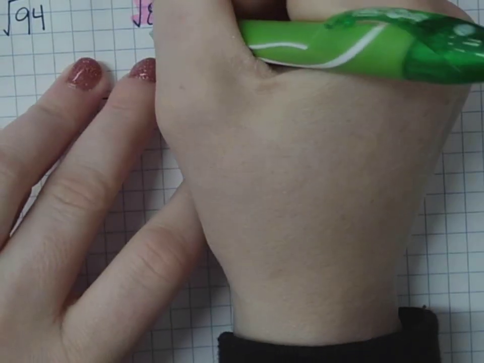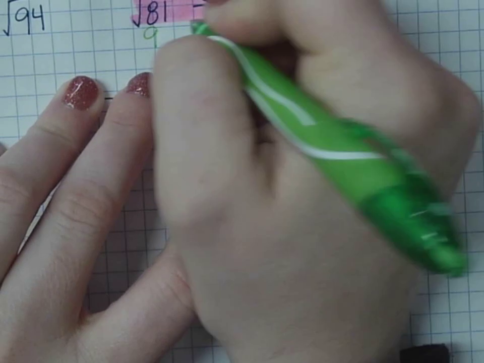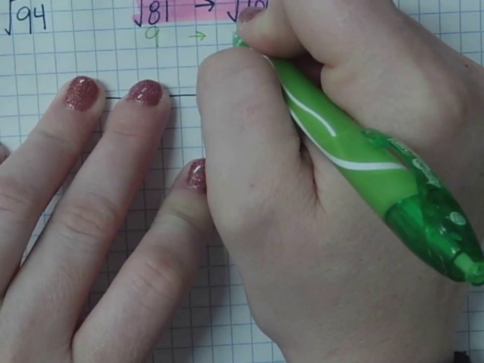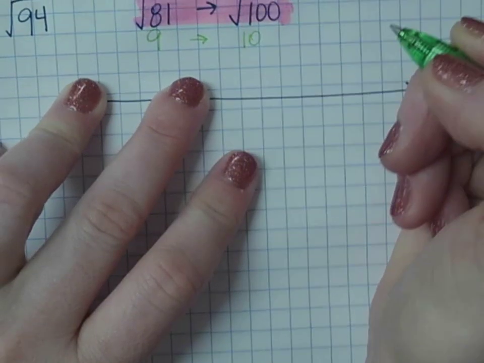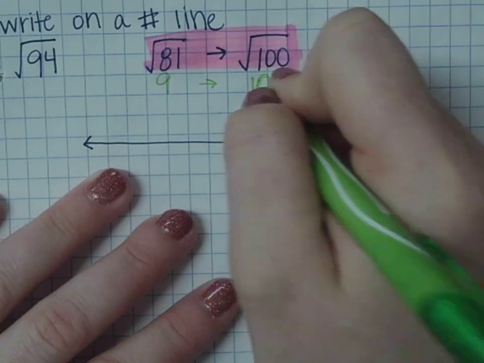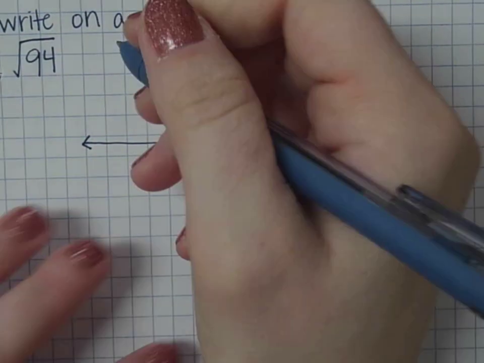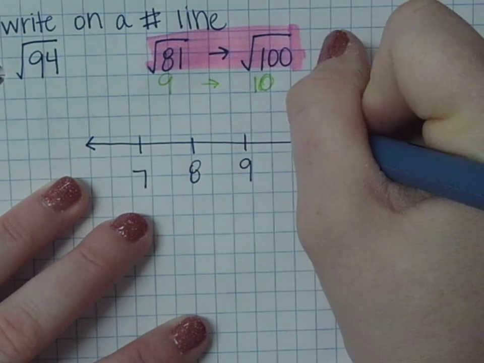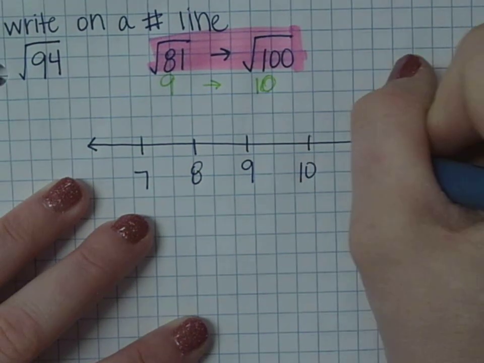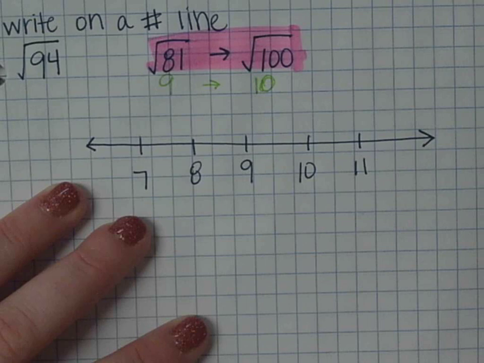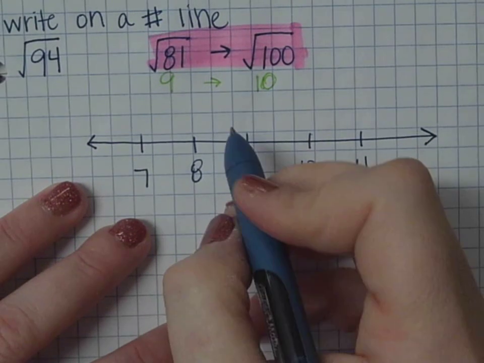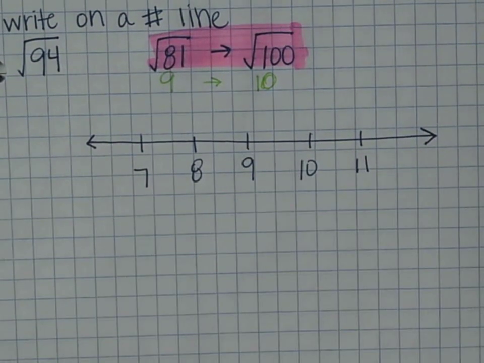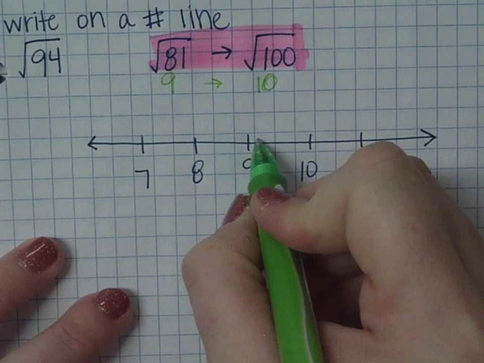And so now we want to find the square root of those perfect numbers. So the square root of 81 is 9, and square root of 100 is 10. So then on our number line, we could do 7, 8, 9, 10, 11. So we know it has to be between those two. So it's going to be somewhere in this area right here.